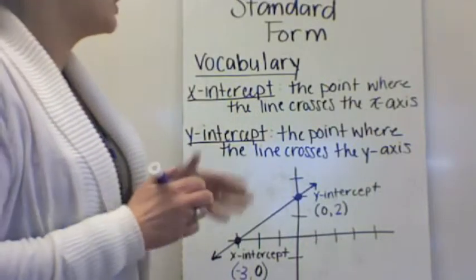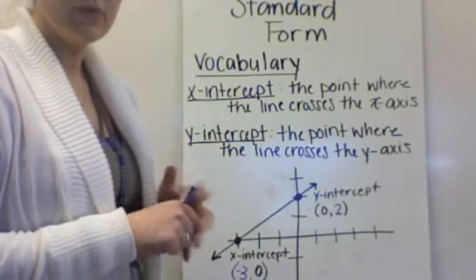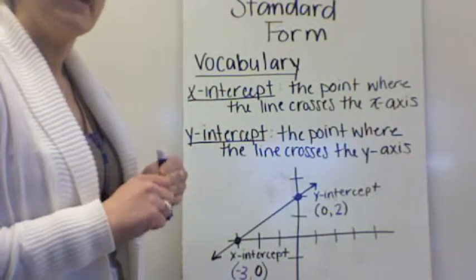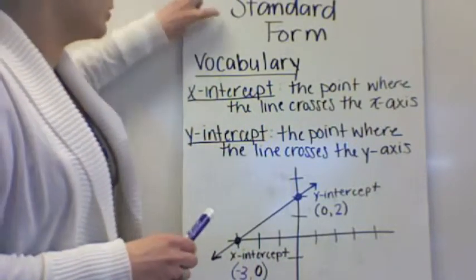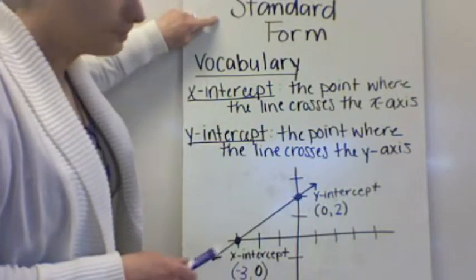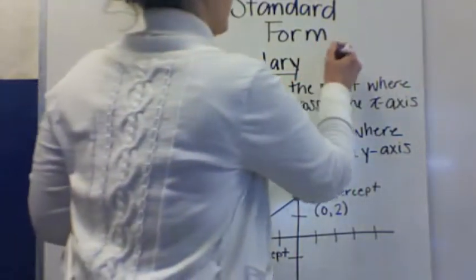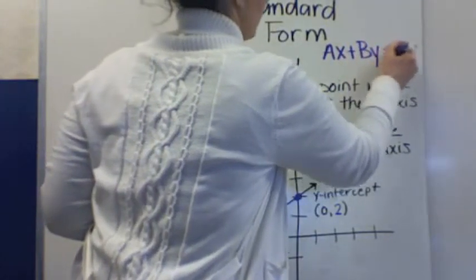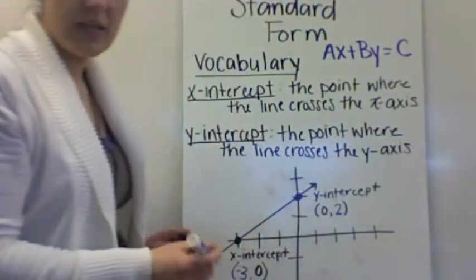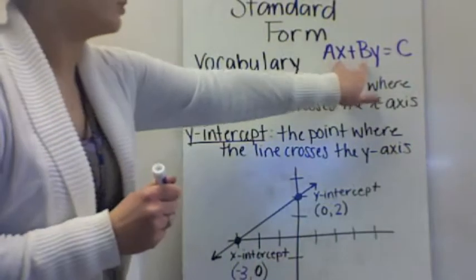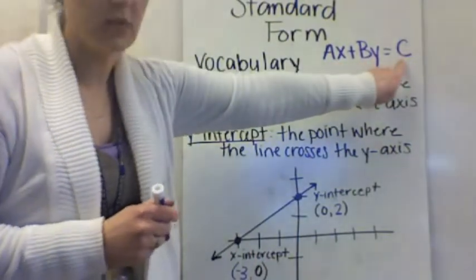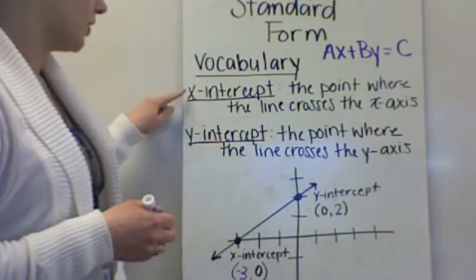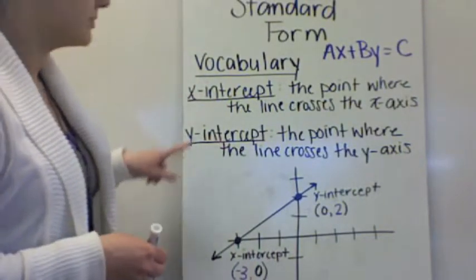Okay guys, we talked about slope-intercept form before, the y equals mx plus b, and how we could graph using our slope and our y-intercept. Now we're going to look at another form called standard form. Standard form is ax plus by equals c. So our setup's different because we have our two variables on the same side and they're set equal to a constant. When we talk about these, the two things we need to know are x-intercept and y-intercept.